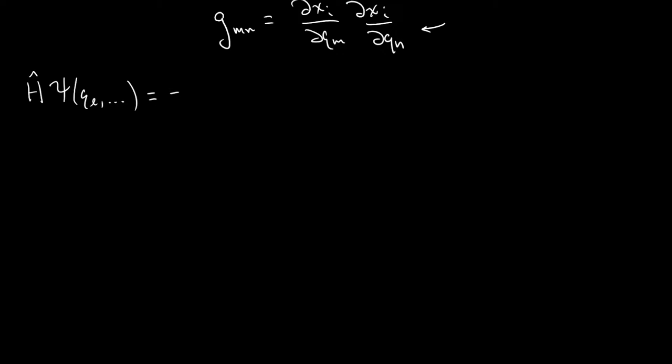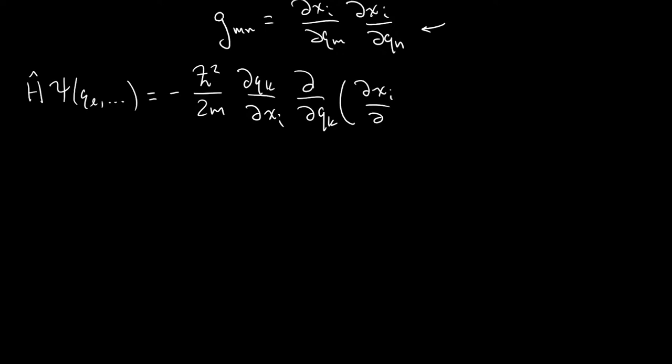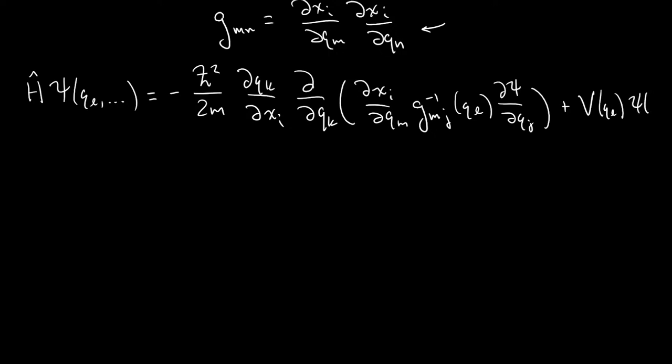But so let's rewrite everything in terms of this little g. d/dq^k, dx^i, d by d, dx^i, dq^m, g inverse mj, u sub L, d by dq^j plus our potential term psi. I'll just write it as psi, understanding that we're working in q coordinates, all that.